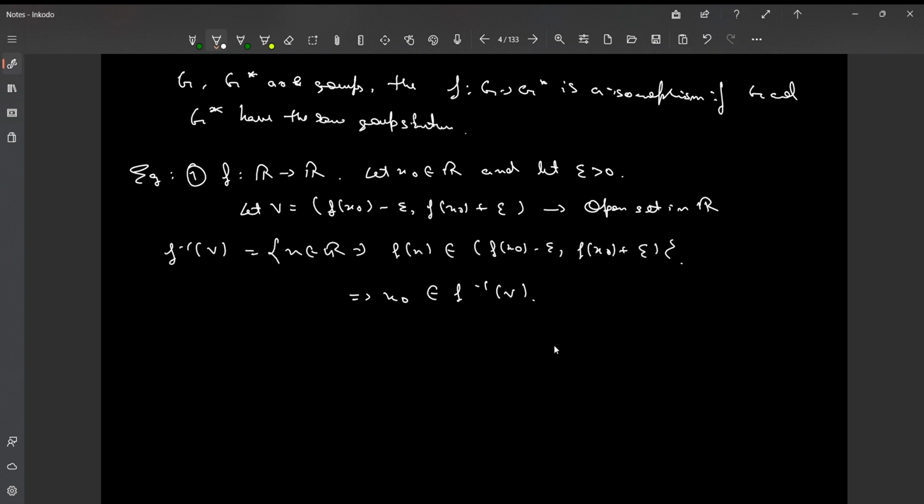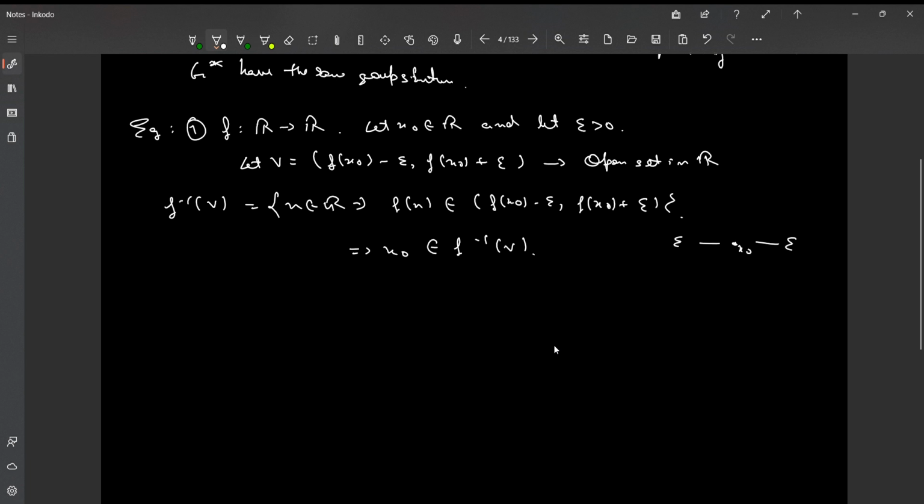So this is basically an interval. If you consider this as a ball, it's a linear ball, with a slight abuse of language, with the center at x and the radius epsilon, right? Because it is constructed from x naught with epsilon distance on its right and epsilon distance on its left. So x naught is obviously in this interval, and that implies x naught is in this set because f(x naught) is in this interval, right? So x naught is in the inverse image of V, right?